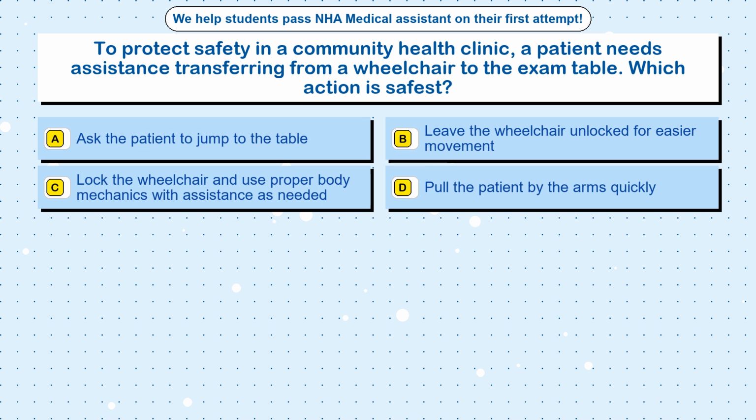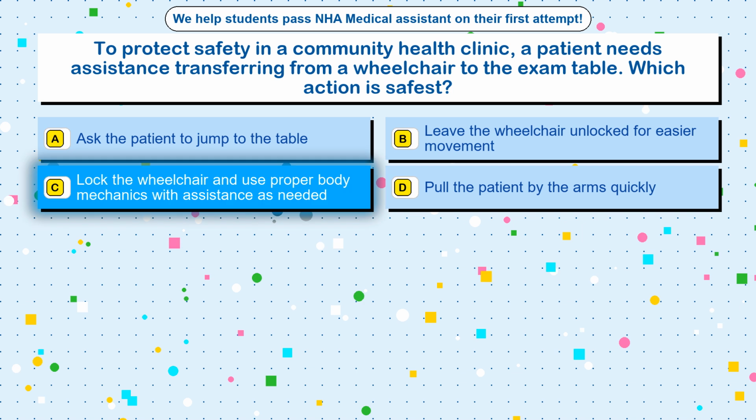Question 49. To protect safety in a community health clinic, a patient needs assistance transferring from a wheelchair to the exam table. Which action is safest? Option A, ask the patient to jump to the table. Option B, leave the wheelchair unlocked for easier movement. Option C, lock the wheelchair and use proper body mechanics with assistance as needed. Option D, pull the patient by the arms quickly.